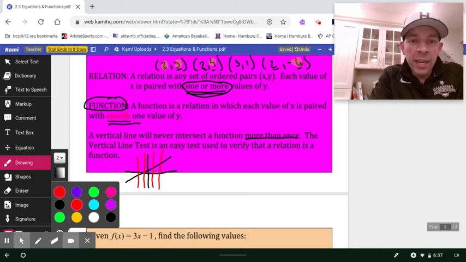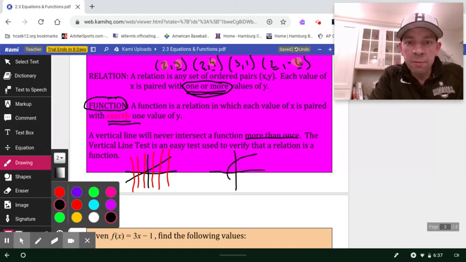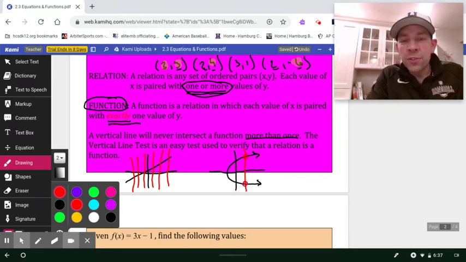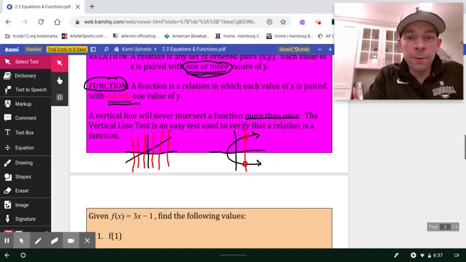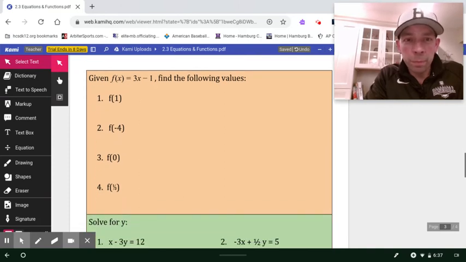Draw it anywhere you want, and you'll never have more than one intersection. Okay, so that black line was an example of a function. Now consider this graph right here. We call this a sideways parabola. Notice when I draw a vertical line, say right here, I've got 2 intersections. So that would be an example of a graph failing the vertical line test, and it's not a function. Now, without further ado, let's get into some examples tonight.